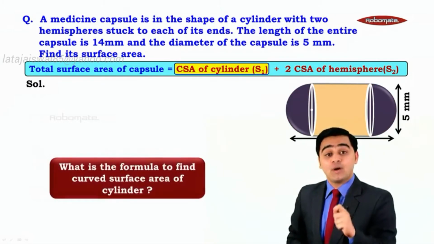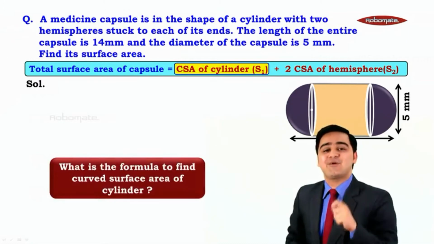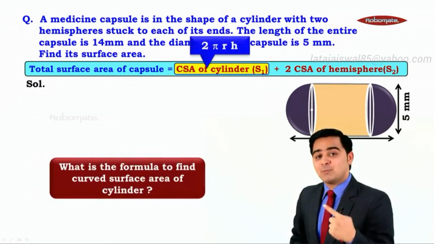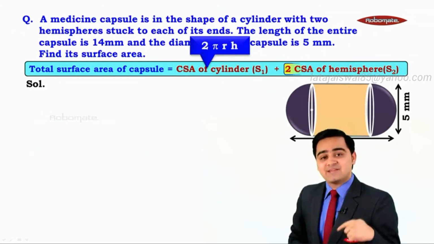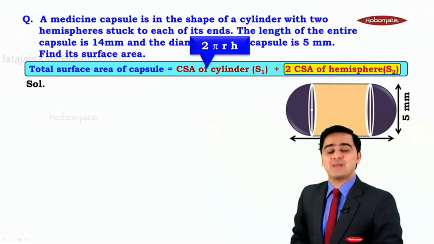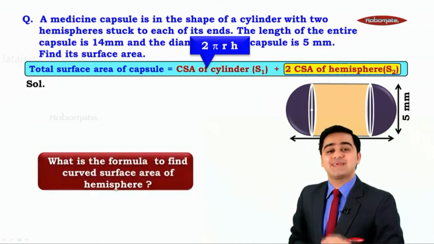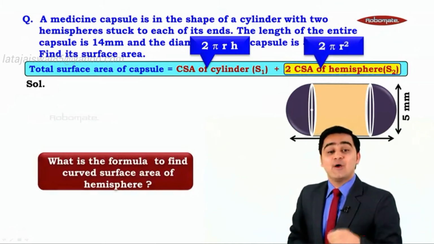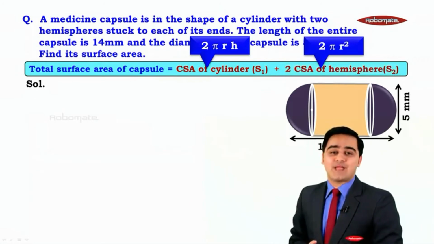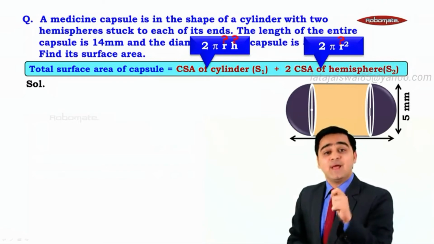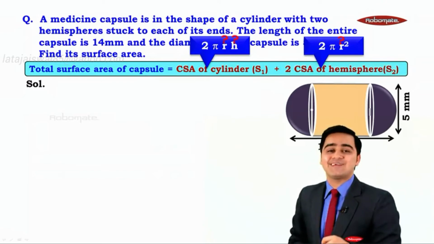My dear students, what is the formula for finding curved surface area of a cylinder? Yes, it is 2 pi rh. Now let's next focus on getting curved surface area of one hemisphere. What is the formula for finding curved surface area of a hemisphere? Yes, it is 2 pi r square. For finding the total surface area of the capsule, we need the radius of the cylinder and the hemisphere, and also we need the height of the cylinder.